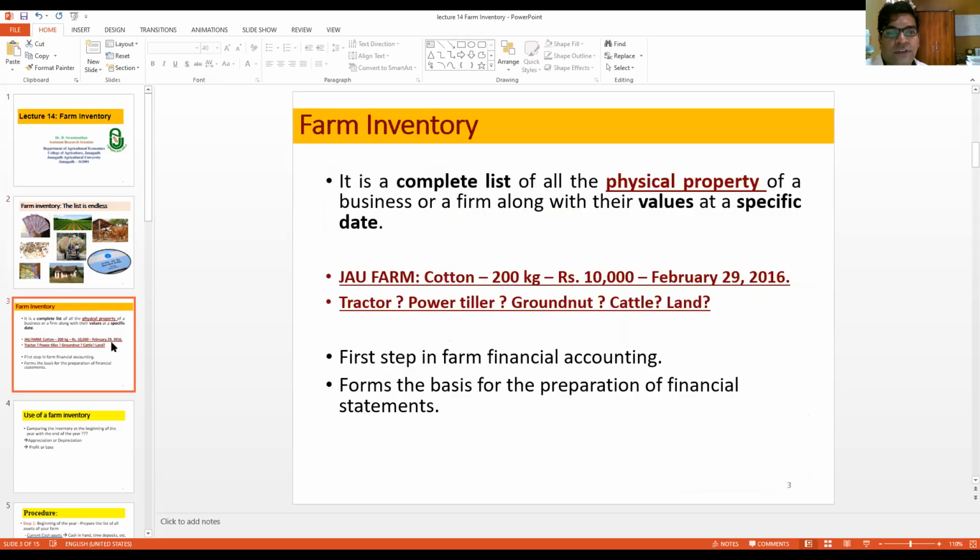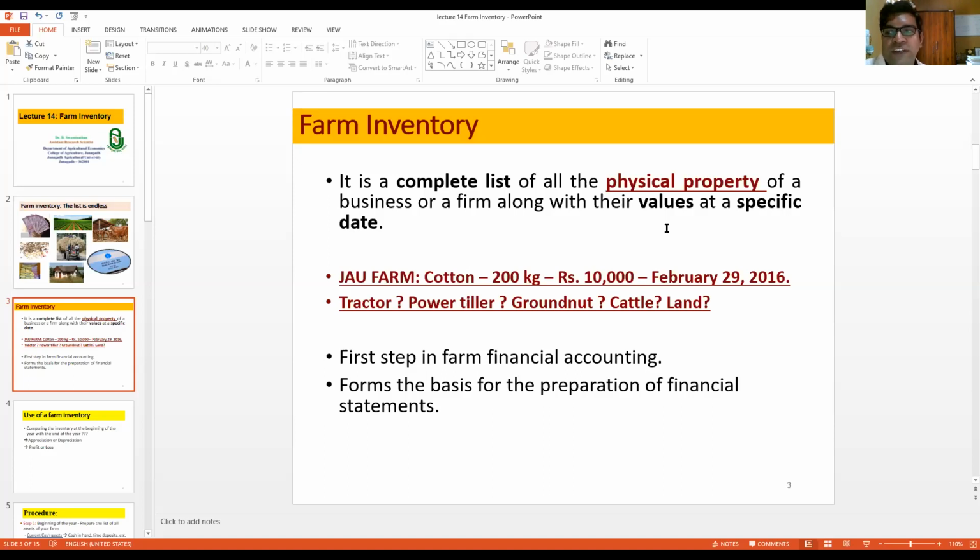Now we'll see the definition. What is a farm inventory? It is a complete list of all the physical property of a business, that is farming, along with their values at a specific date. For example, if you are going today to a farmer's field and then to his house, his farm building, and you're making a list of all the items physically, their numbers, and then you are assigning some value to it, that is called farm inventory. It is a complete list of all the physical items along with their quantity and value.